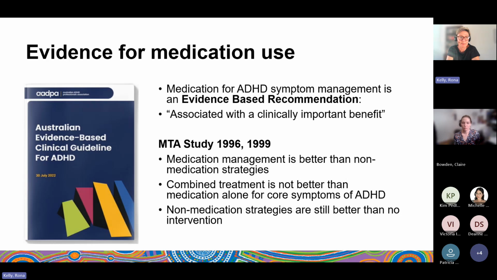A very well done study back in the 90s called the MTA study looked at medication as compared to non-medication strategies. And really it does have an edge for the core symptoms. But as we talked about in webinar 2, non-medication strategies are so very vital for family function, for day-to-day life, and learning those strategies to manage your own neurodivergent mind.